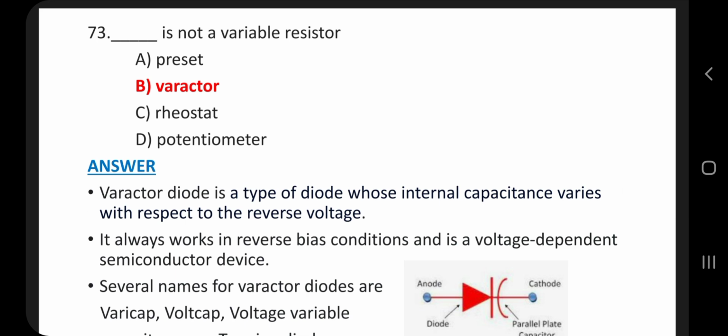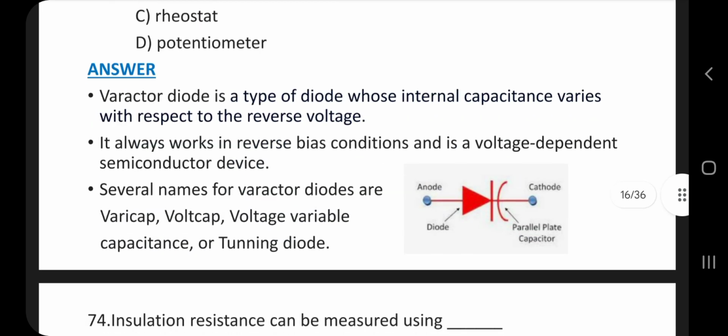73. Dash is not a variable resistor. Answer is option B, varactor. This is a symbol of varactor, which has two terminals, anode and cathode. And the symbol contains a parallel plate capacitor identification.